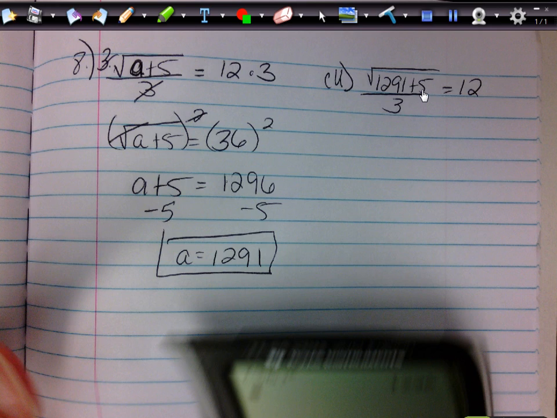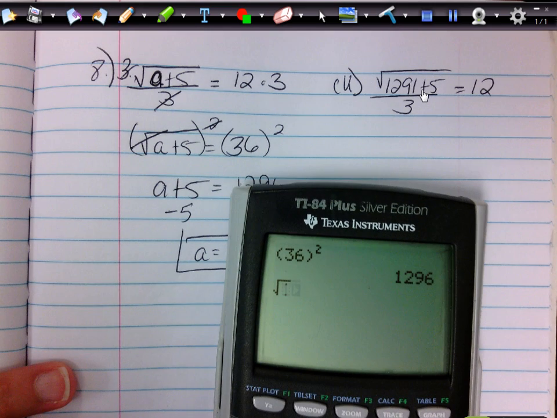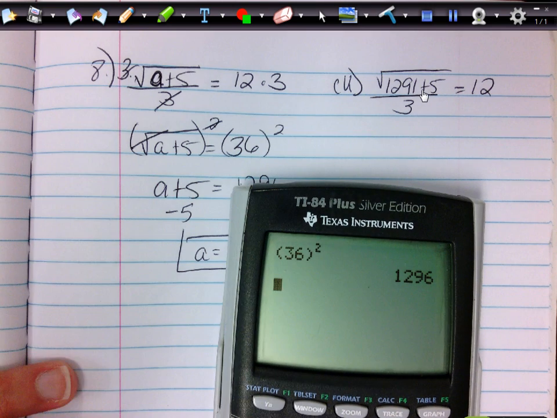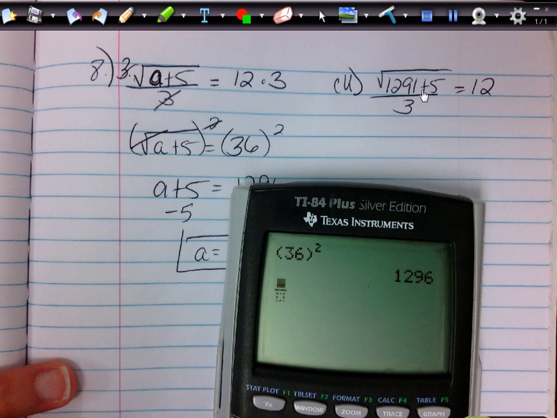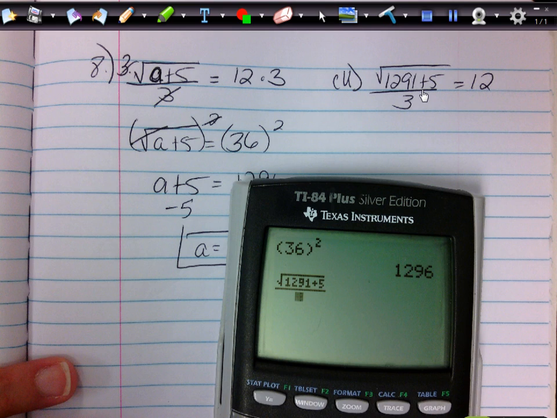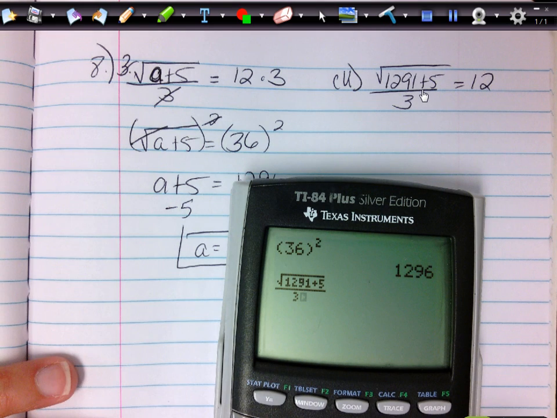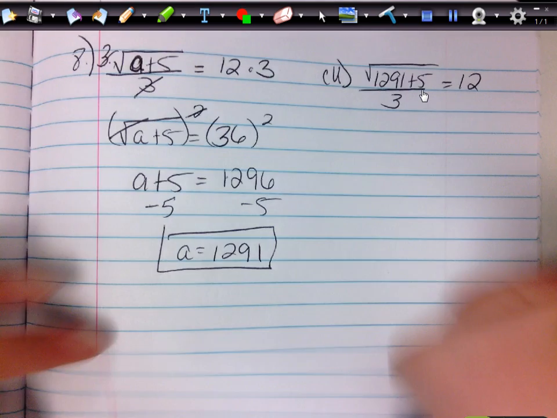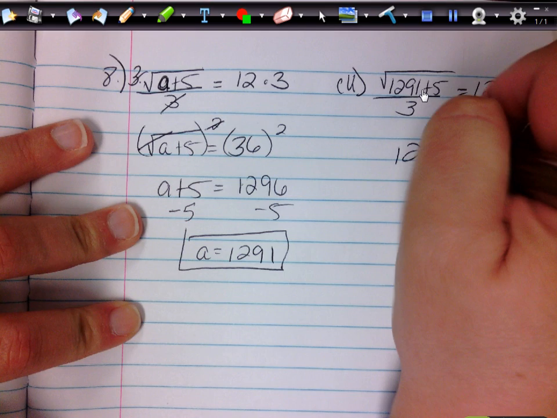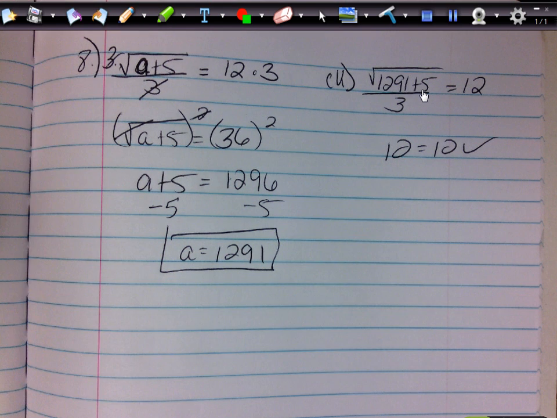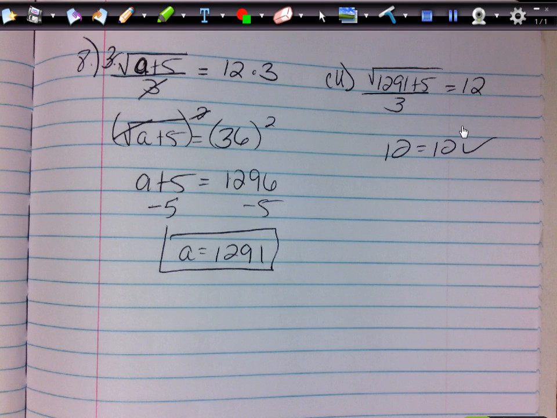So I'm going to check that in my calculator. Square root 1,291 plus 5. Actually, you know what? I can put all this in at once. If I hit alpha y equals first, then on the top I can hit square root 1,291 plus 5 over 3 and hit enter, and I get 12. So this one does work out. So 12 equals 12, and that checks out. Please make sure you have everything for number 8 written before you move on.